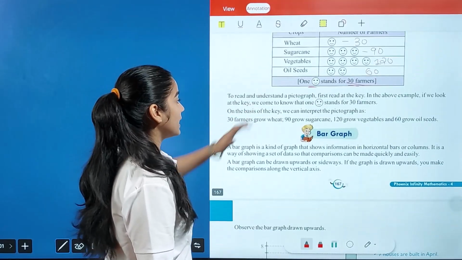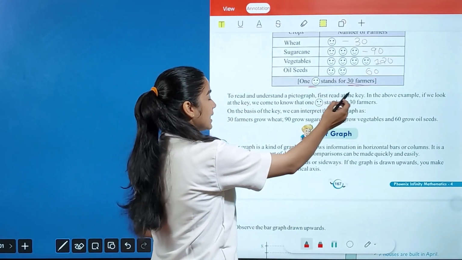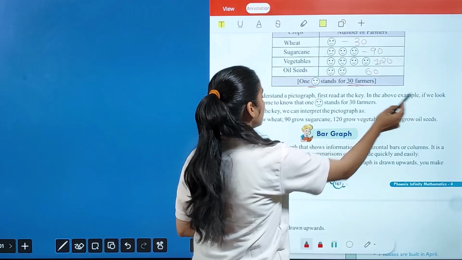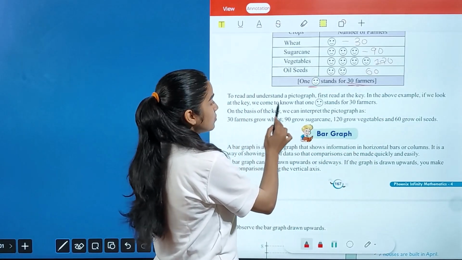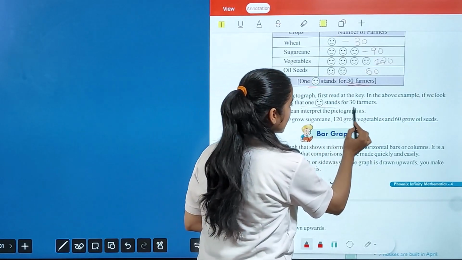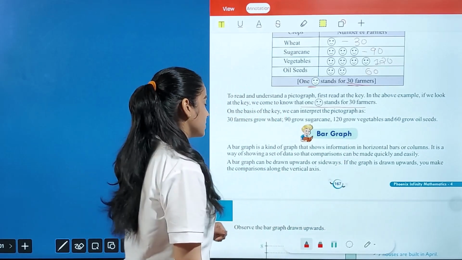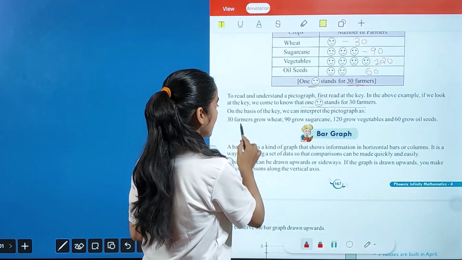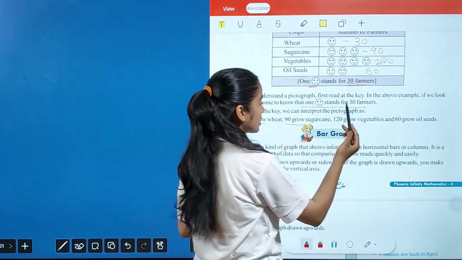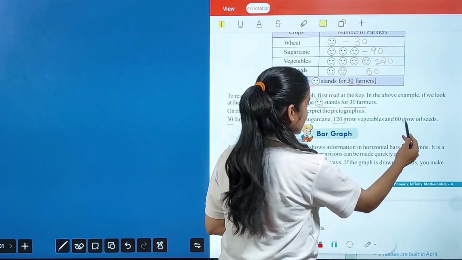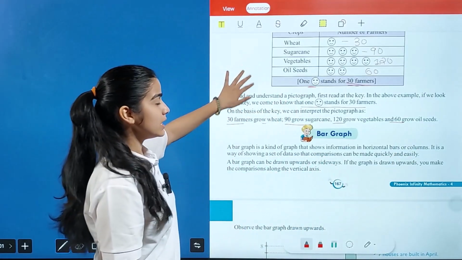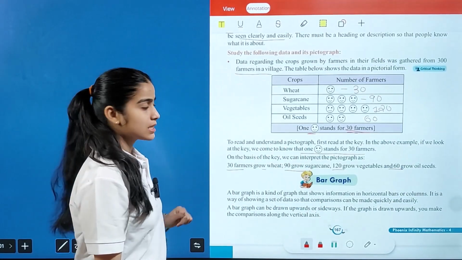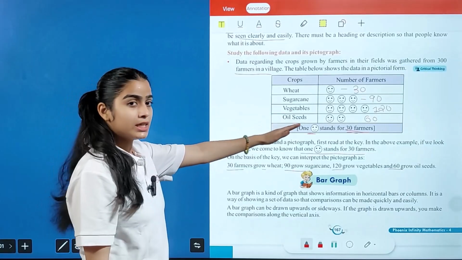To read and understand a pictograph, first read the key. In the above example, if we look at the key, we come to know that one smiley stands for 30 farmers. On the basis of the key, we can interpret the pictograph: 30 farmers grow wheat, 90 grow sugarcane, 120 grow vegetables, and 60 grow oil seeds. So we can easily interpret this data by understanding its key.